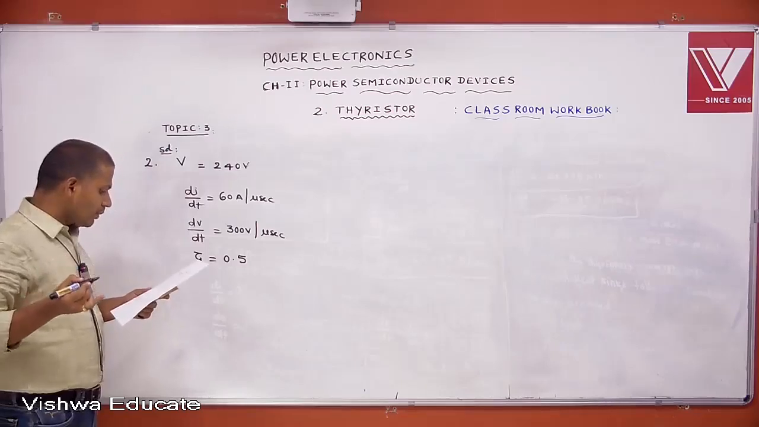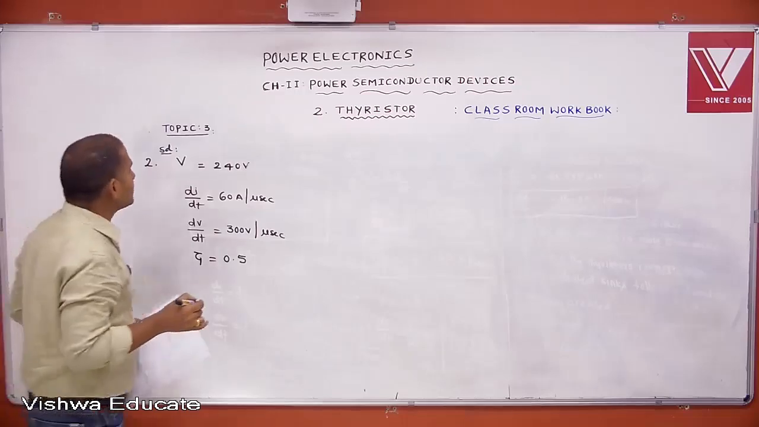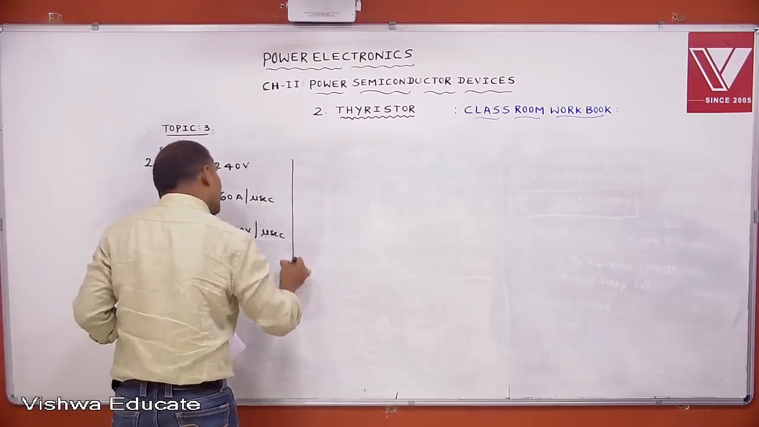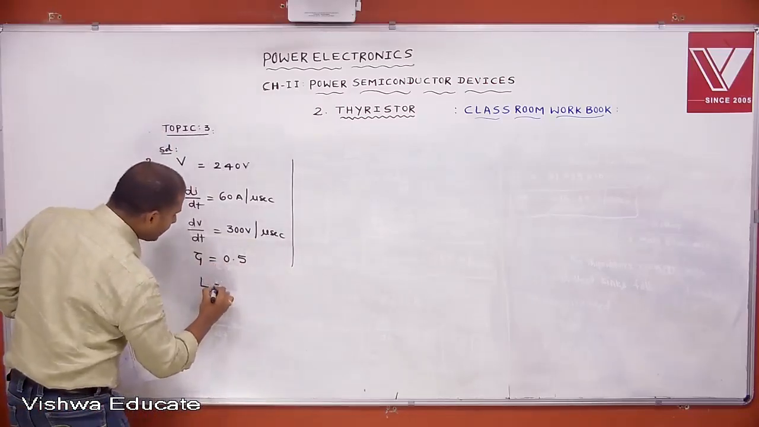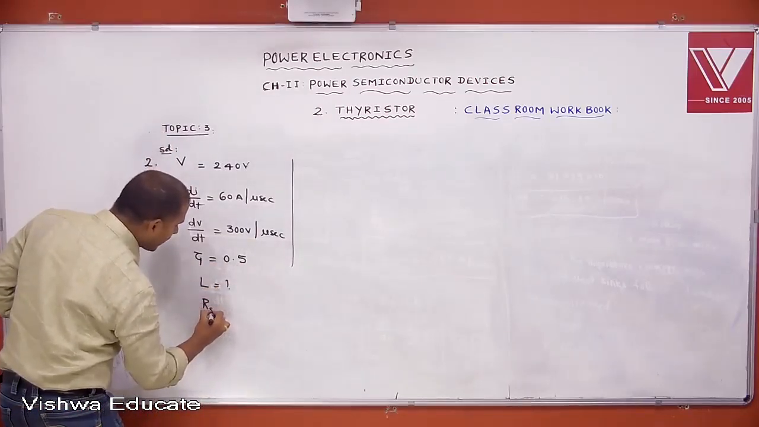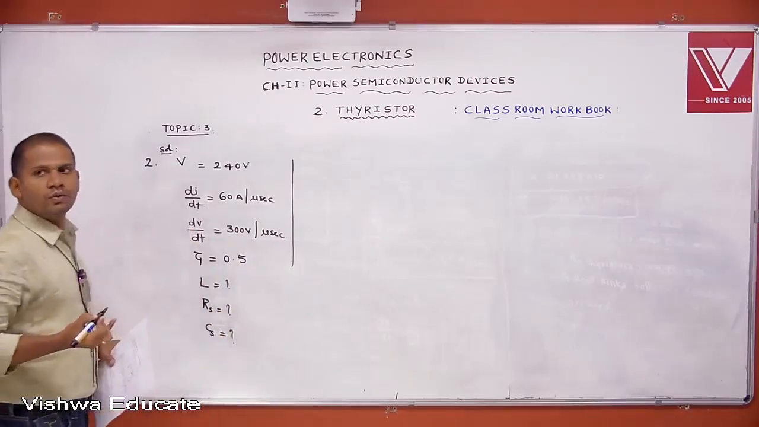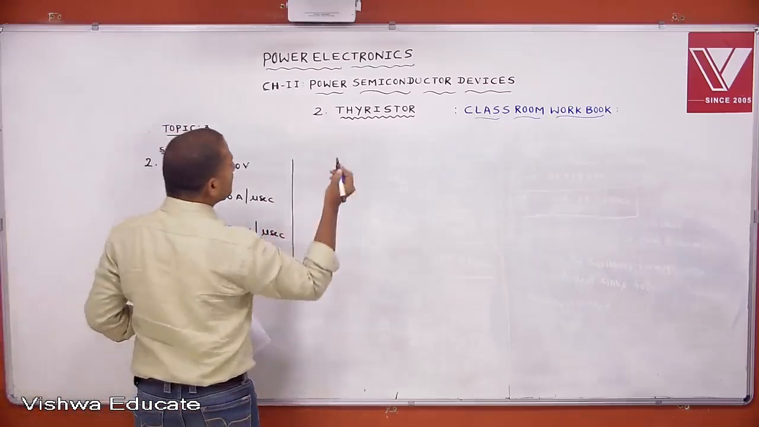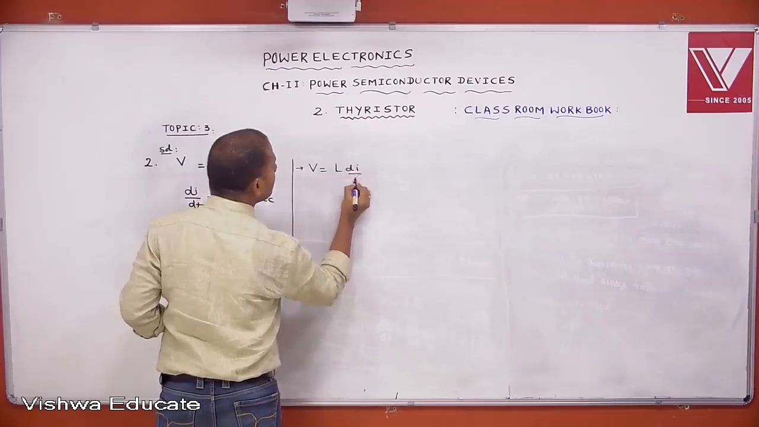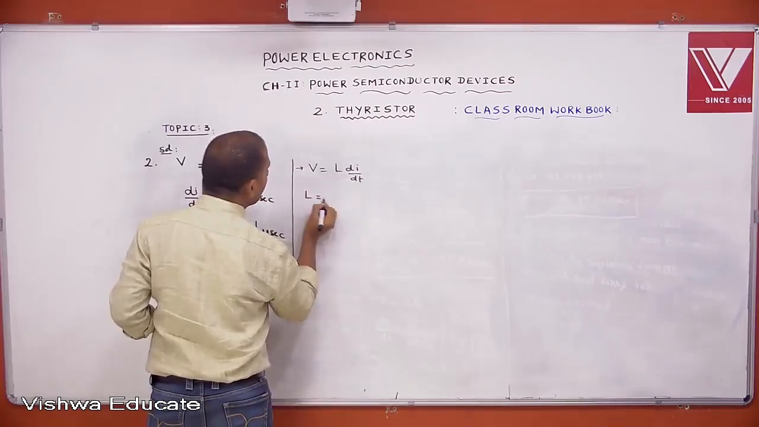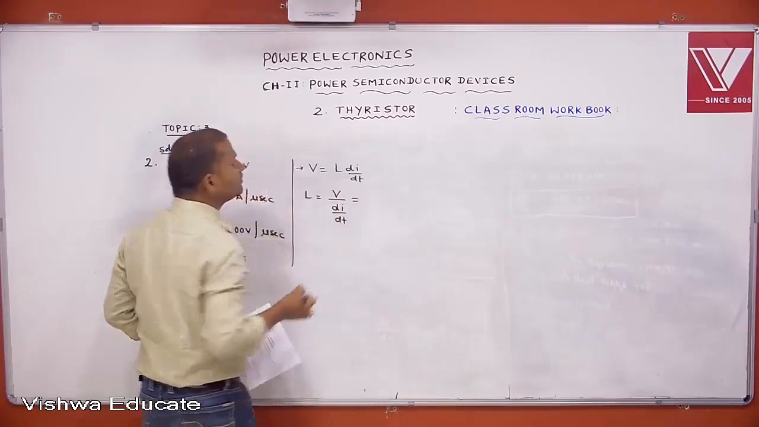Then calculate the di by dt inductor and snubber circuit parameters. First you calculate the inductor. That means you calculate the inductor and the snubber circuit parameters, that is Rs and Cs. These values you want to calculate. To calculate the inductor, you know V equal to L into di by dt. Then L equal to V by di by dt.